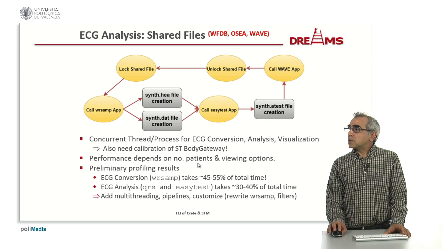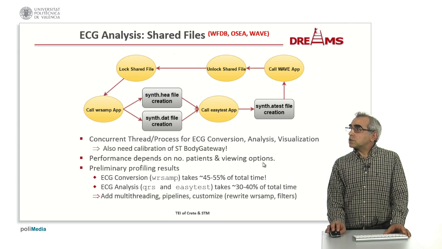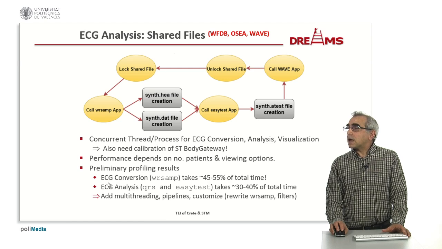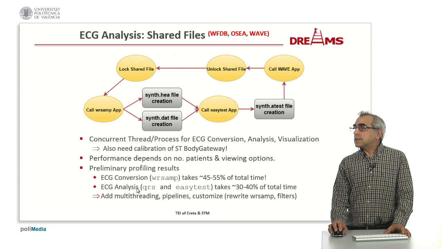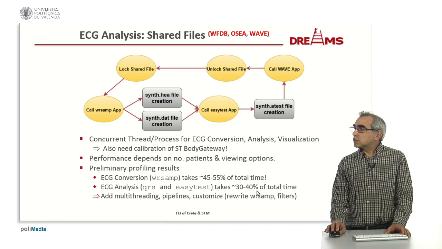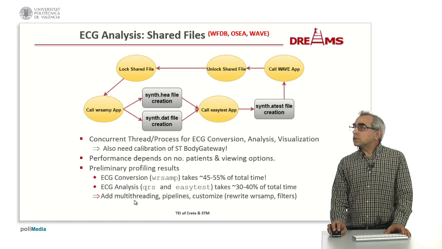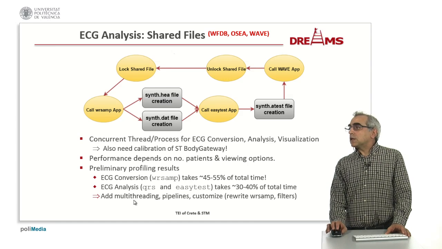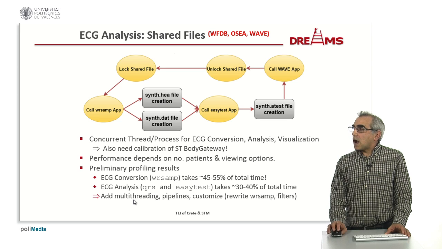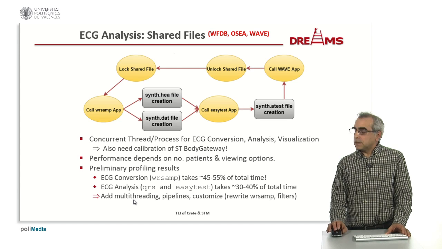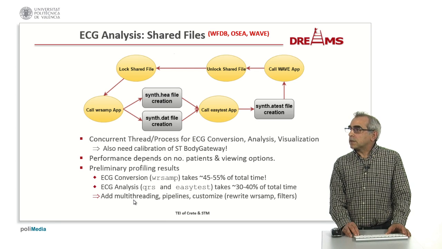The performance really depends on the number of patients, and we have different viewing options. These viewing options also affect the actual performance. For example, the ECG conversion, we were surprised that it takes very long. It takes almost 50–55% of the total time, while the ECG analysis, which is usually more demanding, takes only 30 to 40%. So we plan to use multi-threading, shared memory, and a customized pipeline to be able to perform in the best way possible for building a complex system environment within a hospital.